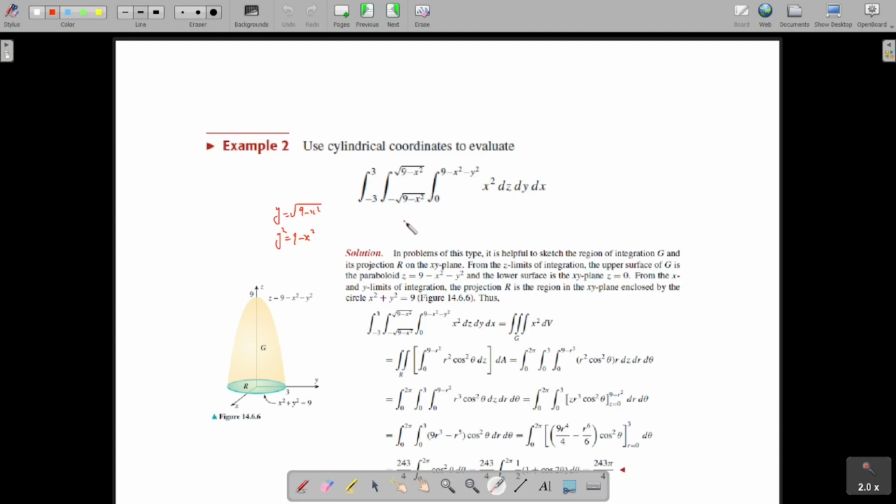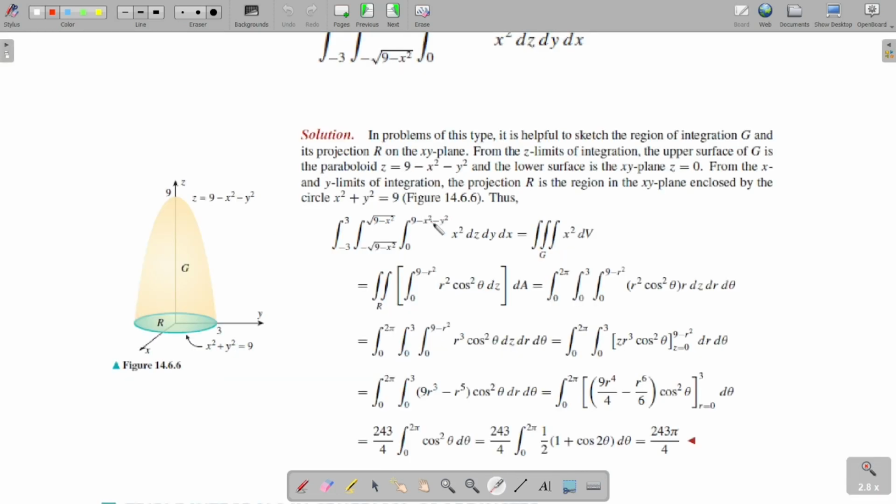Now we have to find the limits of z, r and theta. Here the limits of z, y and x are given. So the limits of z are here 0 to 9 minus of x square plus y square, and you know x square plus y square is r square. So you have 0 to 9 minus r square. That's the limits of z. And you know x equal to r cos theta. So replace x square with r square cos square theta.